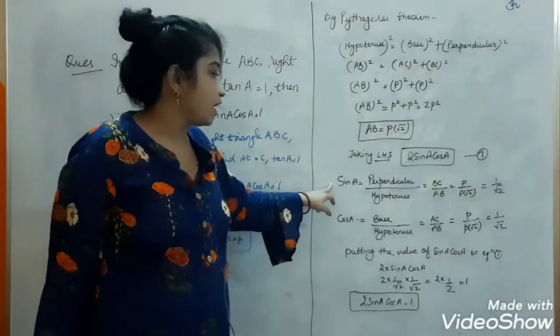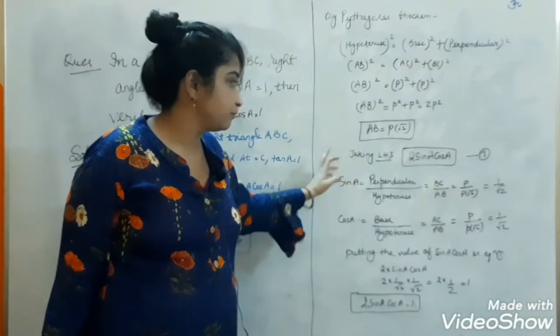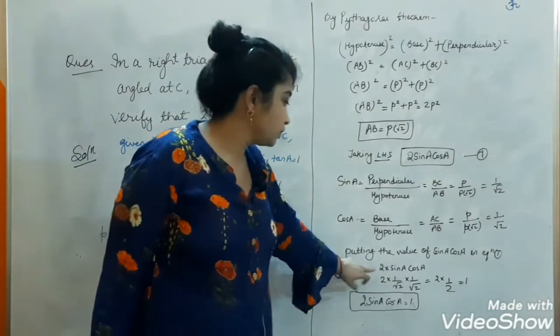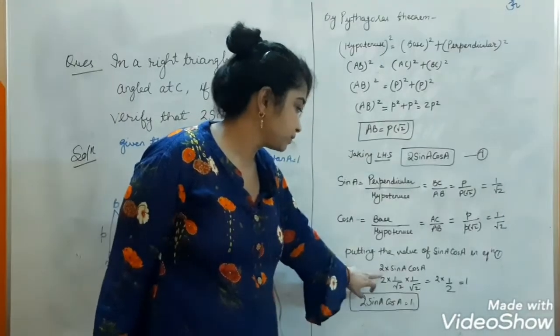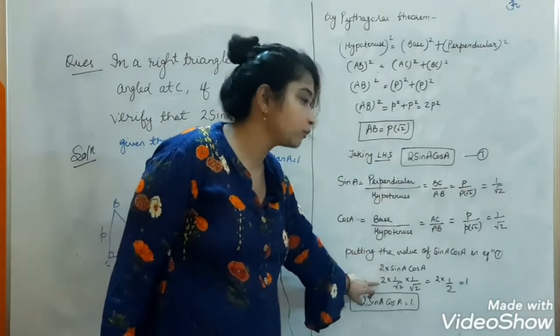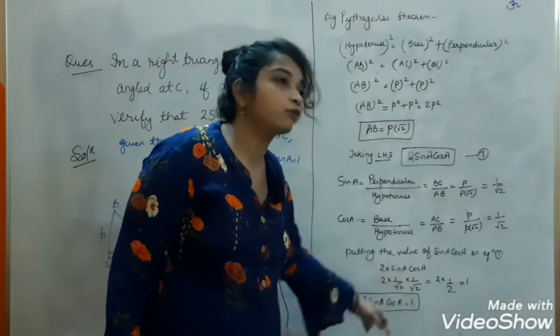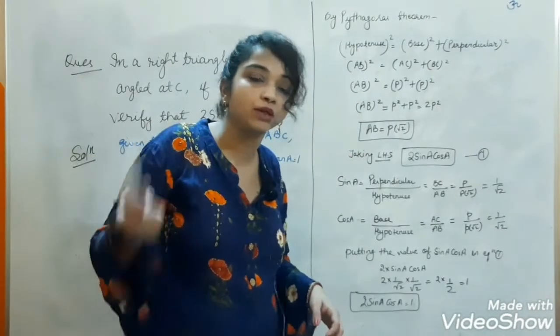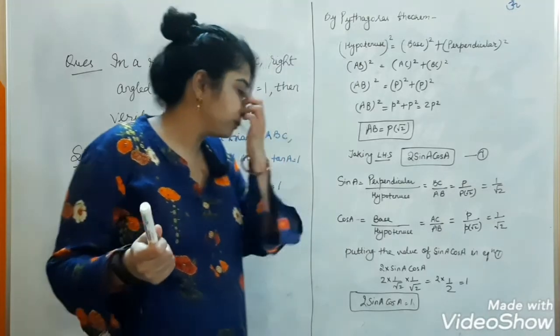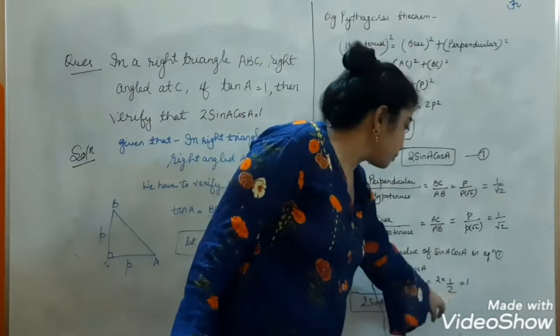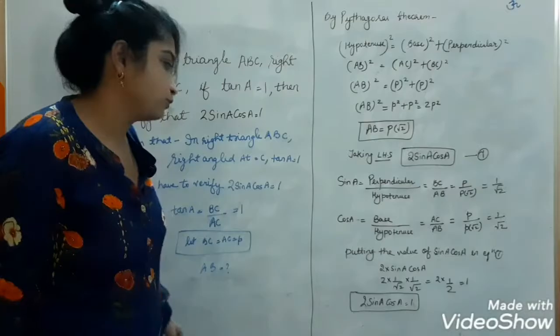Now putting the value of sin A and cos A in the given identity, which is 2 into sin A into cos A, that will be equal to 2 into 1 upon root 2 into 1 upon root 2, which will be equal to 2 upon 2, because root 2 into root 2 is equal to 2, and 2 upon 2 will be equal to 1, hence proved.